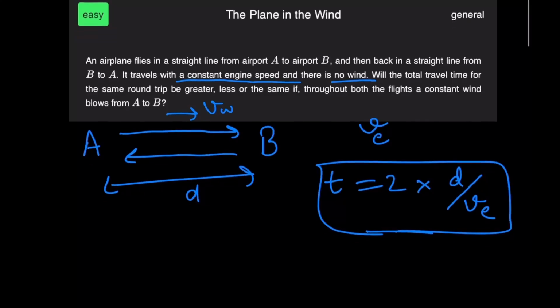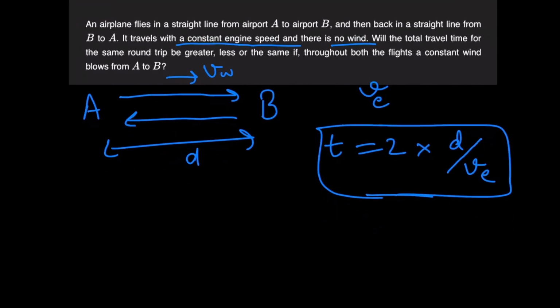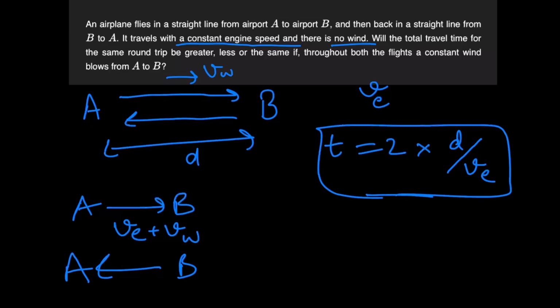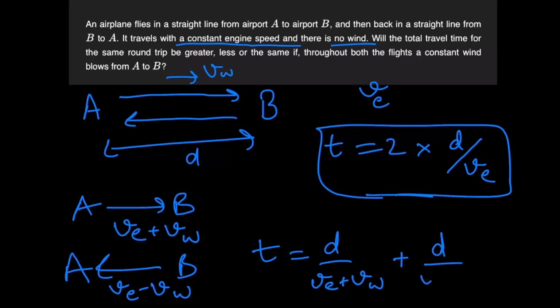So the velocity while going from A to B now becomes VE plus VW, and the velocity while coming back becomes VE minus VW. So the time becomes d upon VE plus VW, plus d upon VE minus VW.